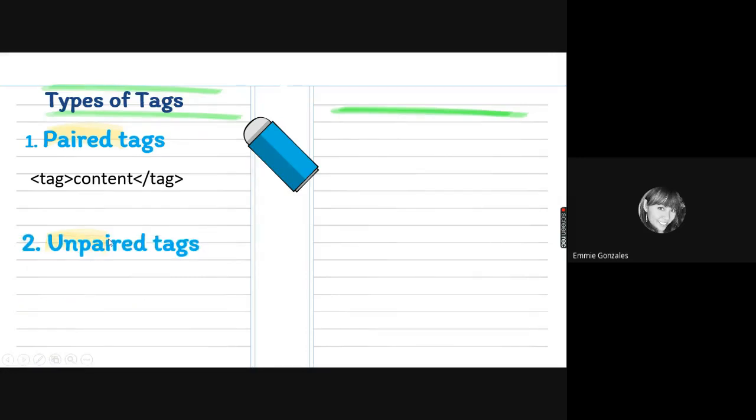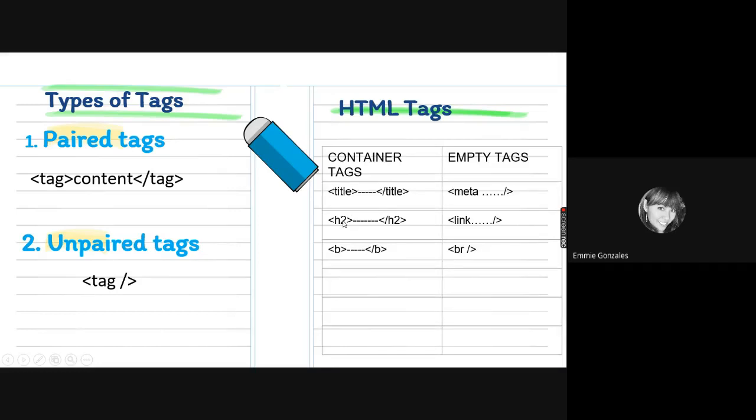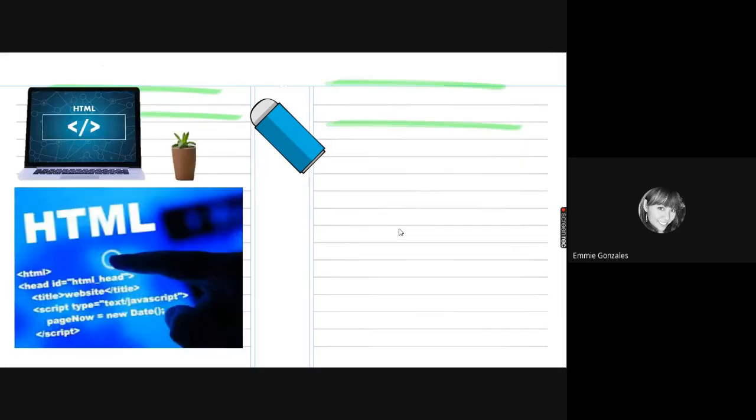Number two is the unpaired tag. The unpaired tag is known as an empty tag. It has no partner, it has no closing tag. Under here are the examples for container tags. It has a partner, while the other one has no partner and can stand alone. Container tags are dependent on each other, so they have a partner.